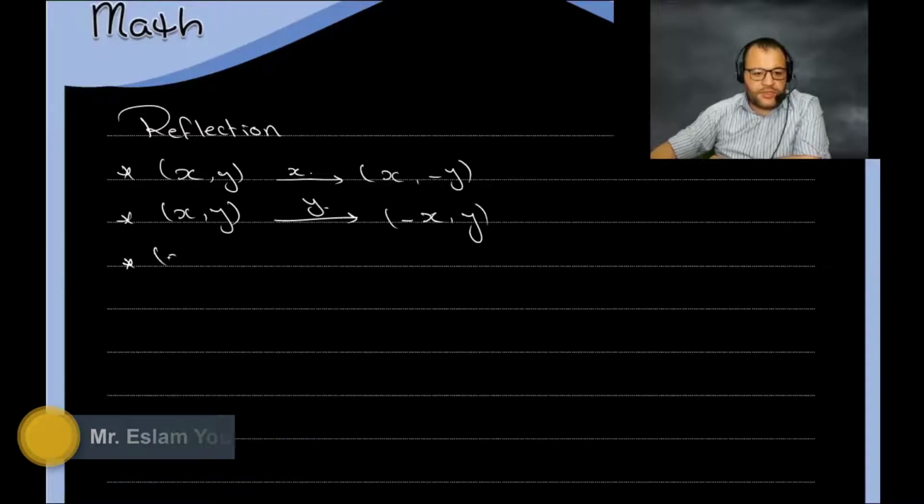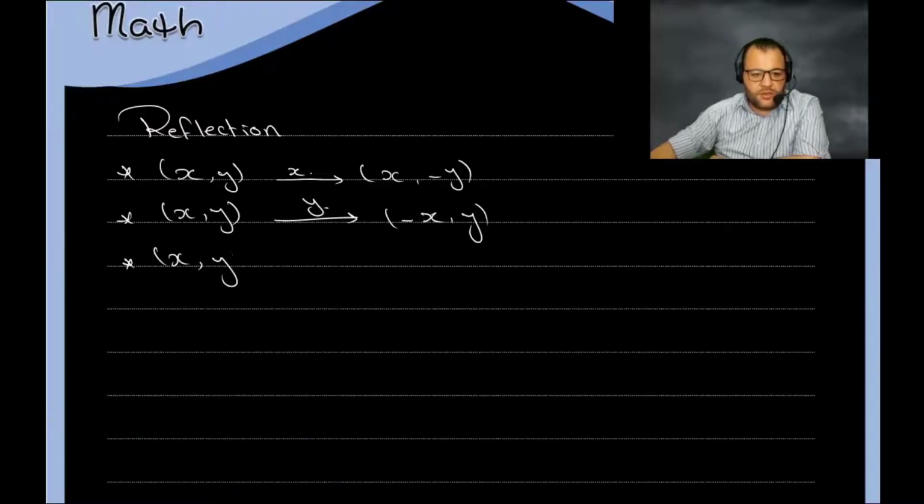For a point (x, y), that's not written in the book, but you have to know this one. If you need to find its image with respect to the origin, because there is reflection with respect to a line and reflection with respect to a point, the only point we need is the origin. So the image now would be (-x, -y). That's for reflection.